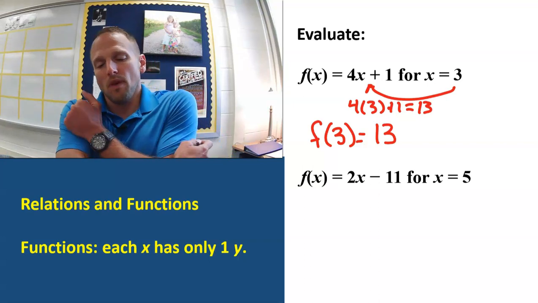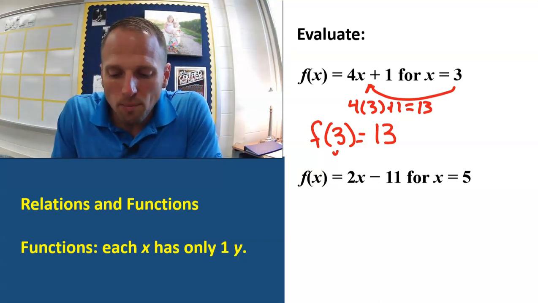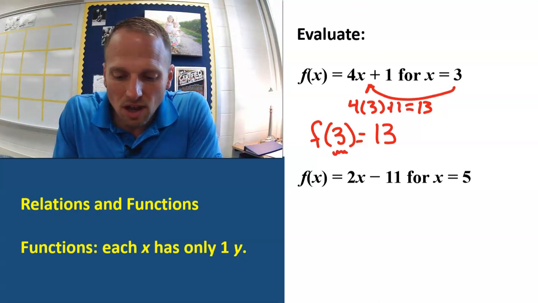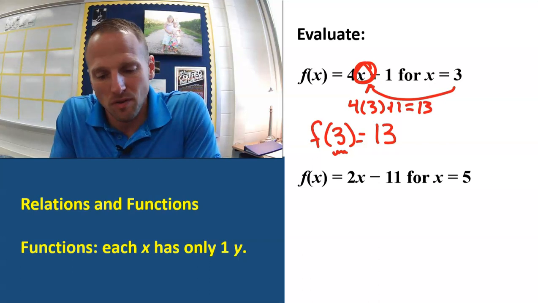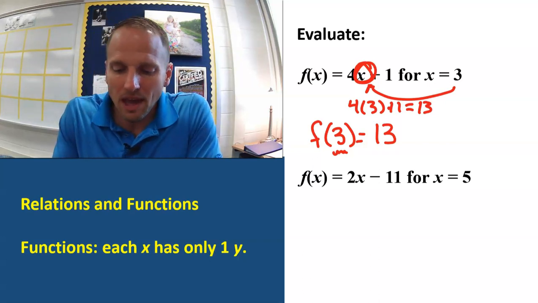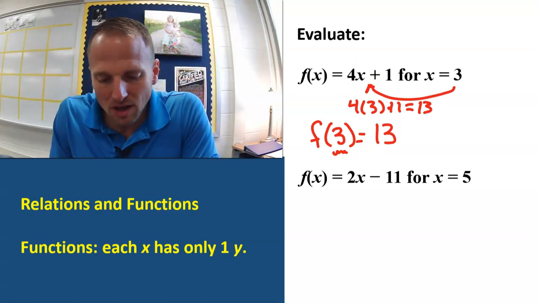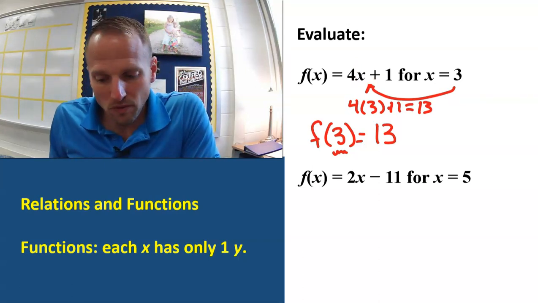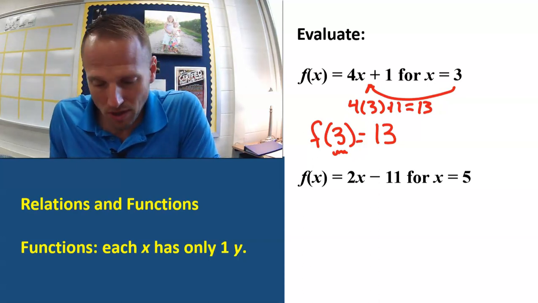So when I put 3 in, here's what I mean. When I put 3 in for x up here, it's going to give me an answer of 13. Okay? f of 3 equals 13. If I'm evaluating f of x equals 4x plus 1 for x equals 3, I'm going to get the answer 13. So that means f of 3 is 13.